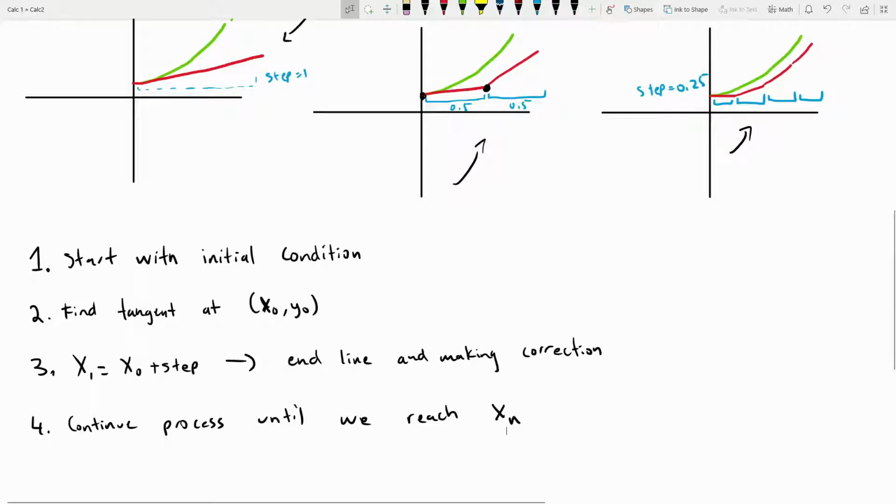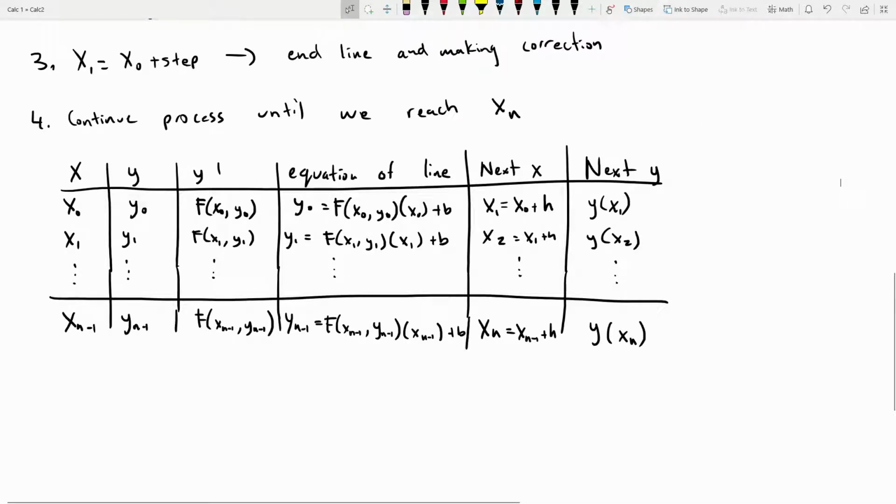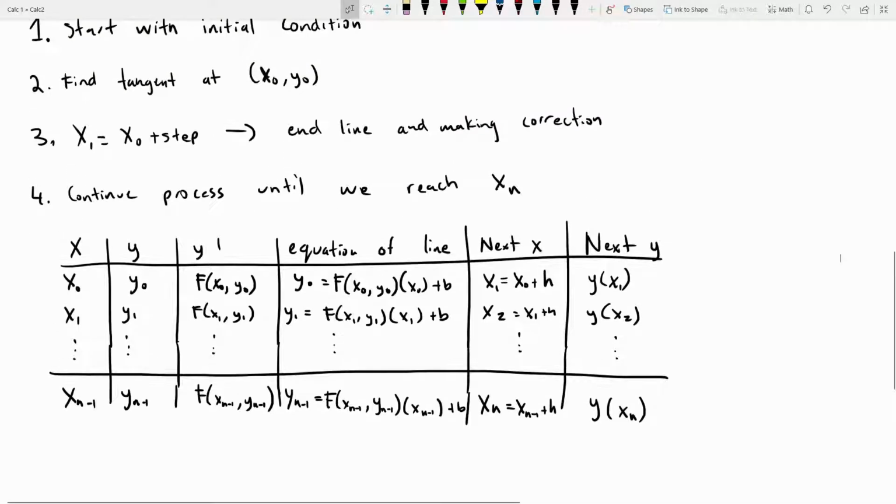And now I'm going to show you the chart. It lays out really nicely how we can apply Euler's method. So I'm going to draw it out real quick. There is the chart that we're going to use to compute Euler's method for an initial value problem. And essentially all we're going to do is the same stuff that we've listed off.